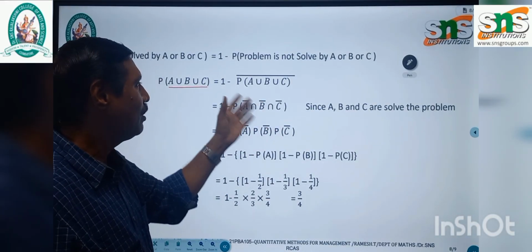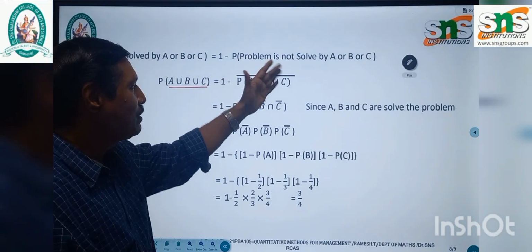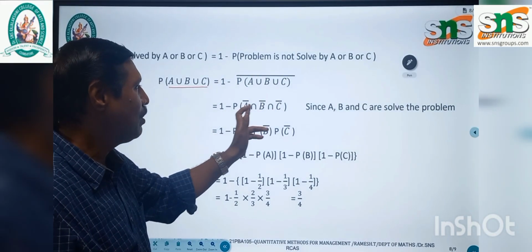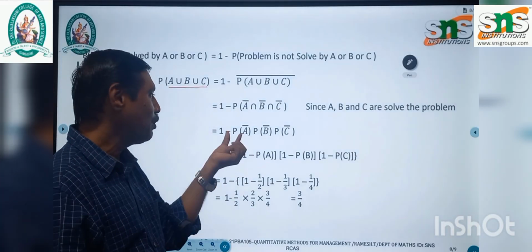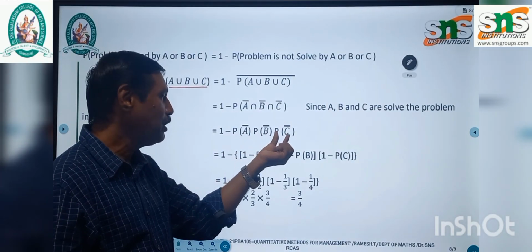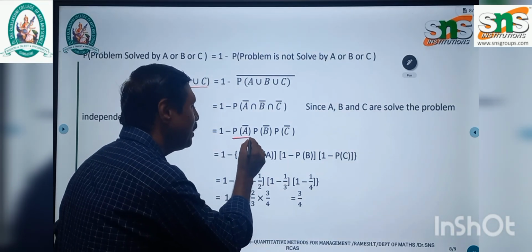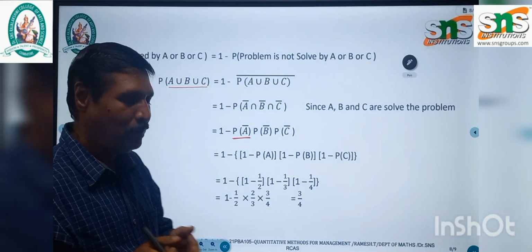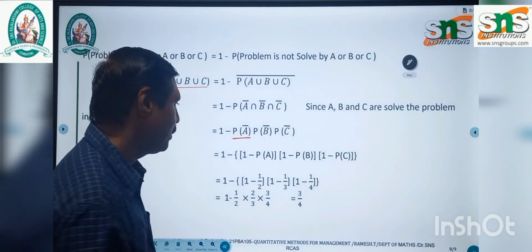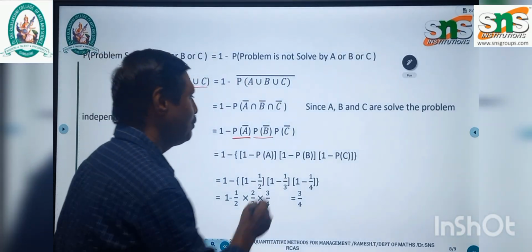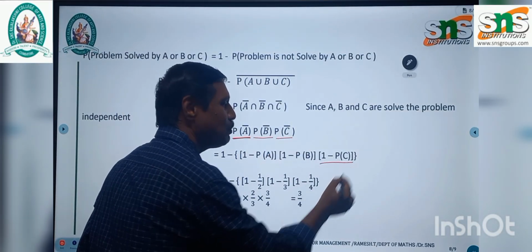Because by De Morgan's law, the complement of A union B union C is A complement intersection B complement intersection C complement, and all are independent. Therefore, we write probability of A complement into probability of B complement into probability of C complement. The probability of A complement is 1 minus probability of A. The probability of impossible is 1 minus the probability of possible. Similarly, the probability of B complement is 1 minus probability of B, and the probability of C complement is 1 minus probability of C.